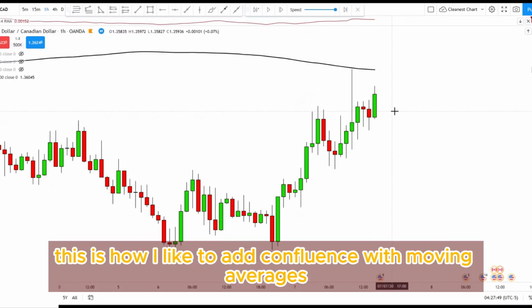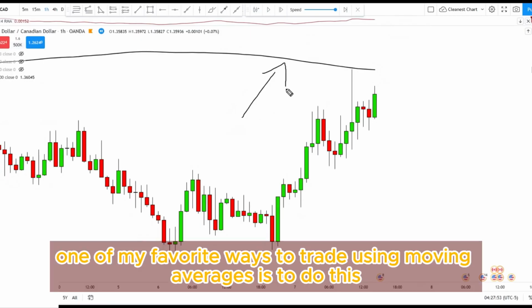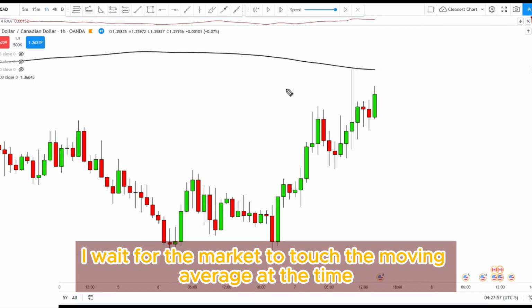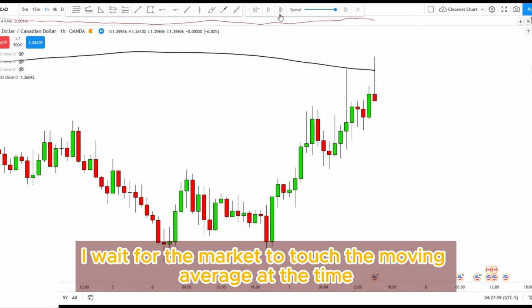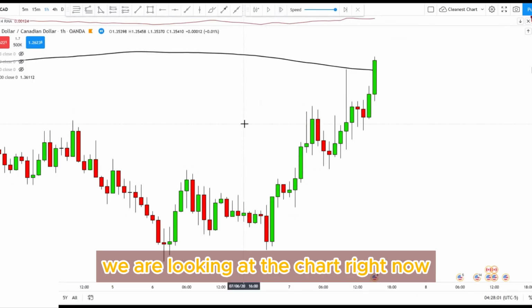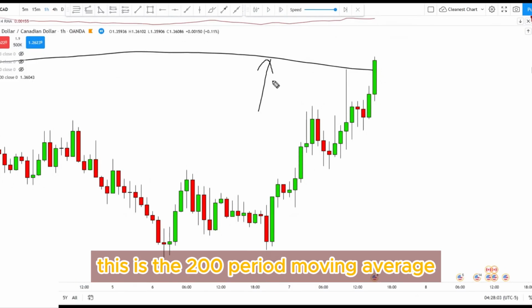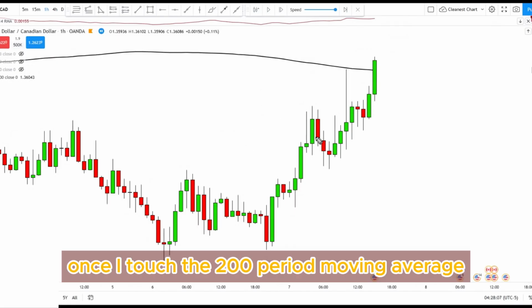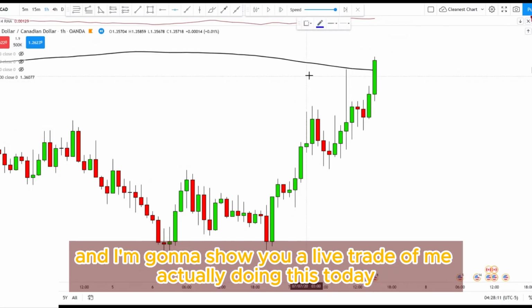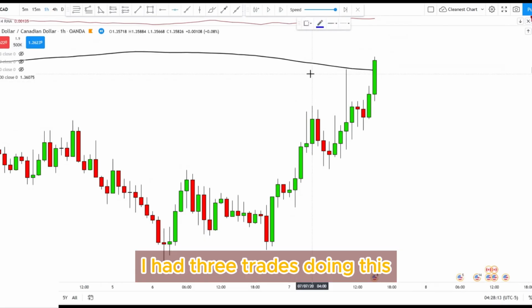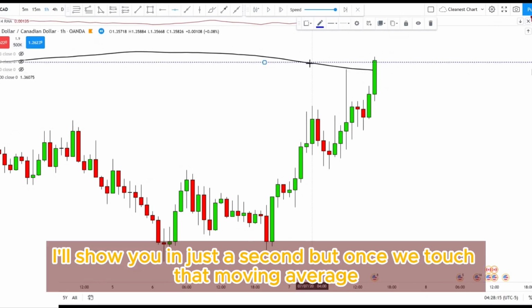This is how I like to add confluence with moving averages, and quite frankly, one of my favorite ways to trade using moving averages is to do this. I wait for the market to touch the moving average. At the time we are looking at the chart right now, this is the 200-period moving average. Once I touch the 200-period moving average, and I'm going to show you a live trade of me actually doing this. Today I had 3 trades doing this, 1 loss and 2 wins. I'll show you in just a second.